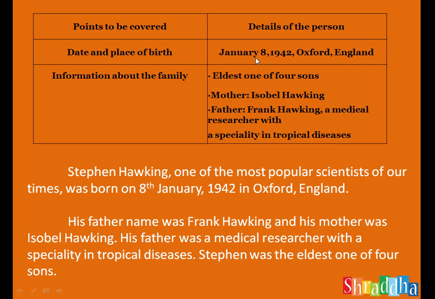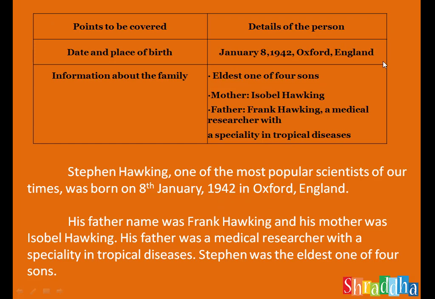Who was born on January 8? We are talking about Stephen Hawking. In which area was he famous? We are giving some more information about that person: one of the most popular scientists of our times. You can also provide information about that area. Stephen Hawking, one of the most popular scientists of our time, was born on 8th January 1942 in Oxford, England.